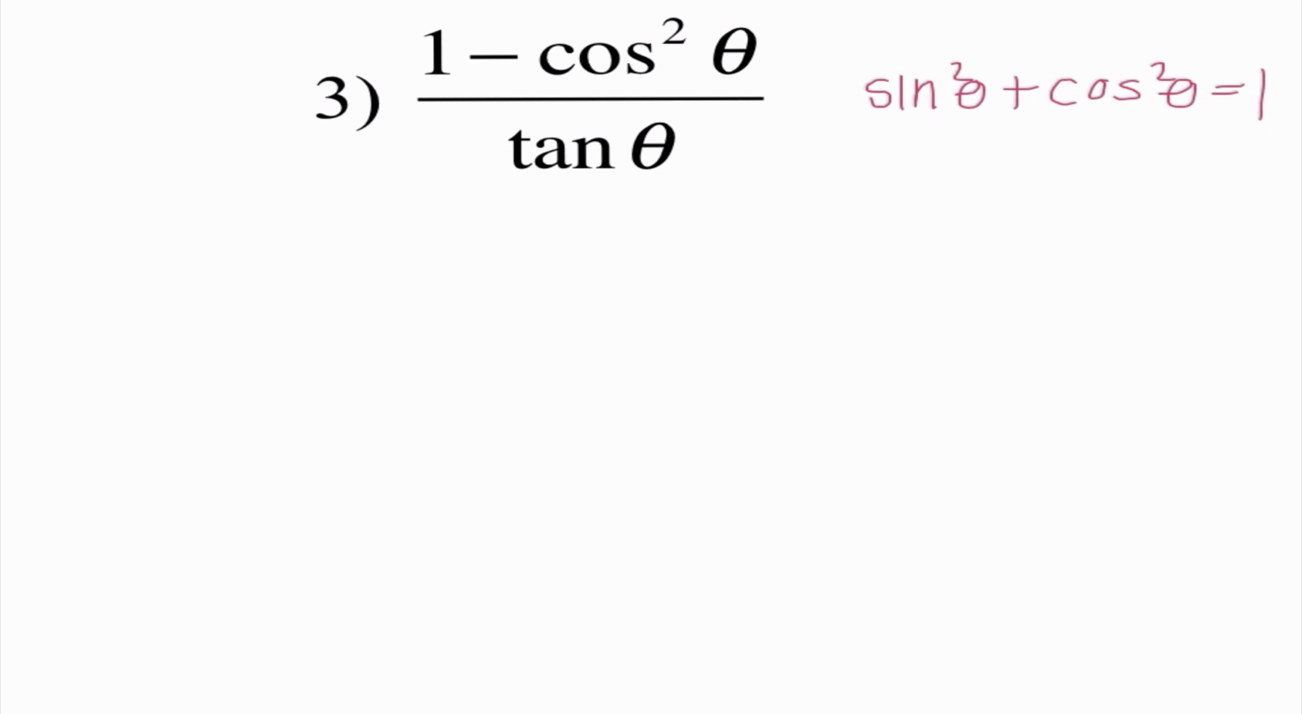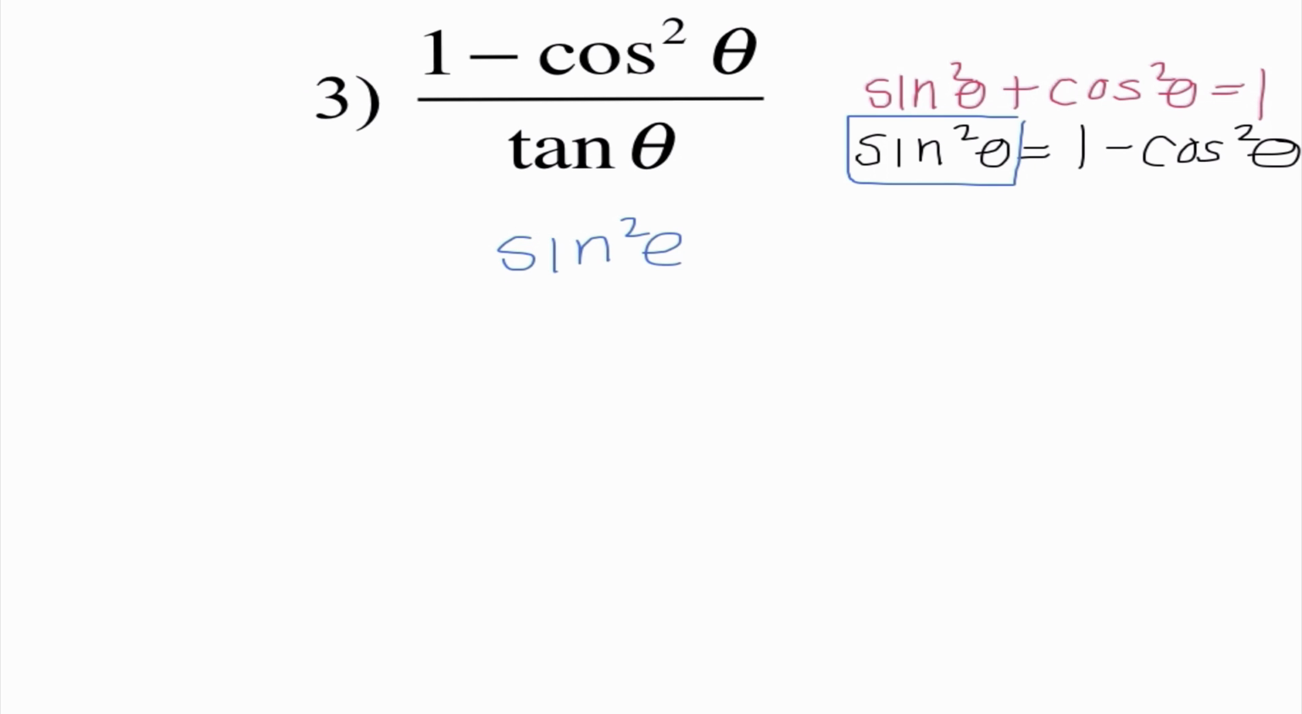So I need to think, how could I transform this identity to have one of the sides be 1 minus cosine squared? Obviously, I can subtract cosine squared from both sides, so I get sine squared equals 1 minus cosine squared. That means I can take this sine squared and replace my binomial of 1 minus cosine squared with simply sine squared. So I have sine squared theta over tan theta.